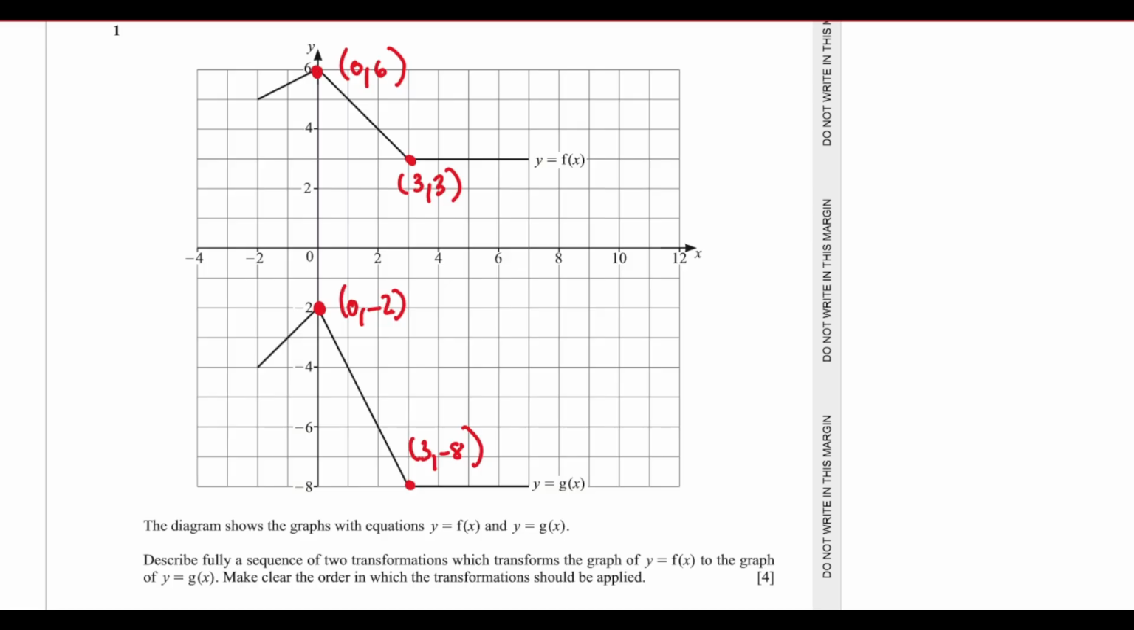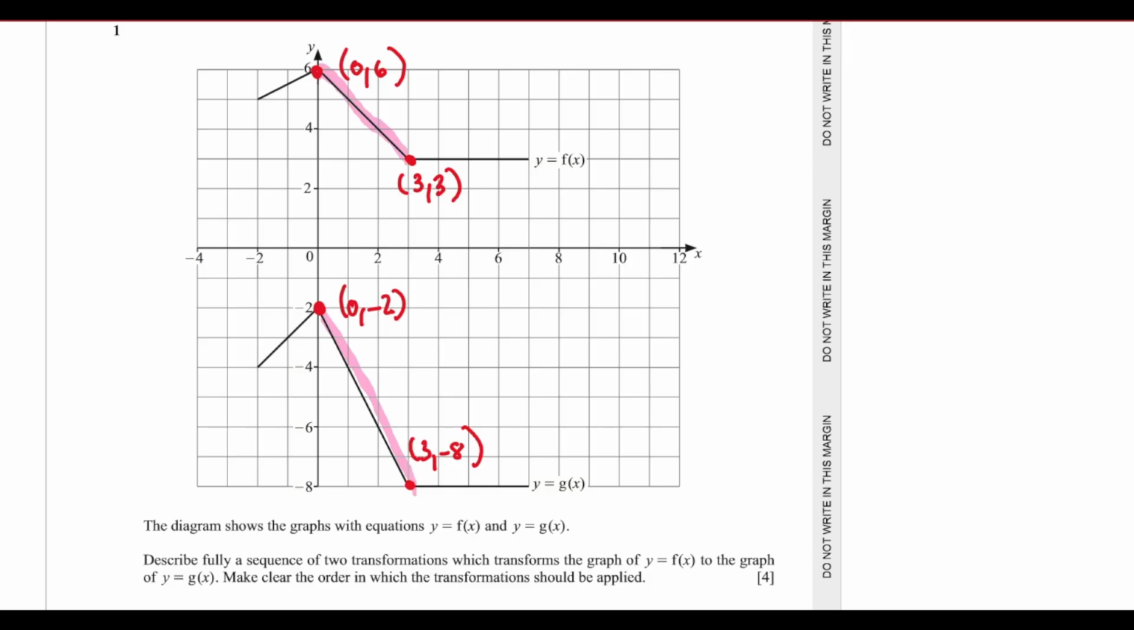Now, if we can figure out what happened to these points, we will know which two transformations we have. If you look at specifically this piece over there and that piece over there, the x values stay the same. We have 0, 0 or 3, 3. So something only happened to y and it looks kind of stretched out. So I think there's a vertical stretch. Now, how can we figure out by which factor?